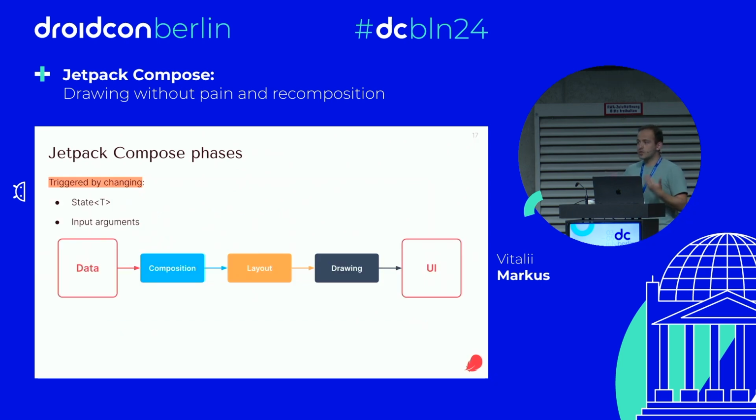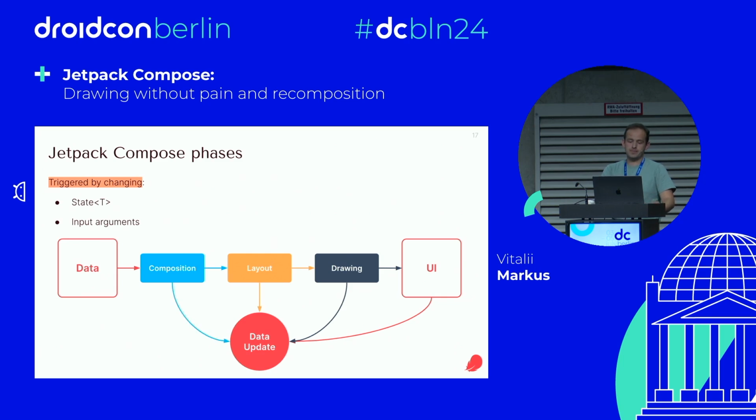So let's discuss what triggers recompositions. Generally, recomposition happens when a state value changes or a function input argument changes. The state value can be changed from the UI, view models, or at any moment during any phase. We can even update data during the composition phase. However, it's not recommended because it can cause an infinite loop. But Compose can also handle it. And when data is updated, we go through the composition and all other phases again. And this cycle could be called a recomposition.